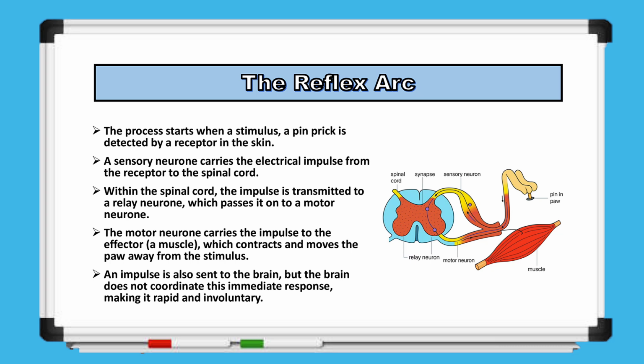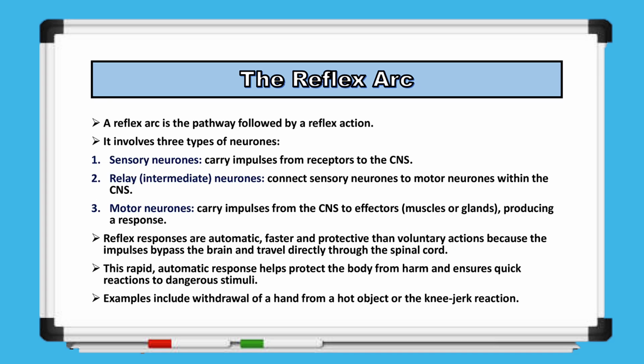At the same time, another impulse is sent to the brain to inform it about the stimulus. However, the brain does not control the immediate reaction, which is why the reflex action is very fast and automatic, helping to protect the body from harm. So, a reflex arc is the route taken by nerve impulses during a reflex action. It includes 3 main types of neurons that work together to produce a quick response. Sensory neurons carry electrical impulses from receptors towards the central nervous system. Relay neurons, also known as intermediate neurons, are located within the CNS and link sensory neurons to motor neurons. Motor neurons then transmit impulses from the CNS to effectors, such as muscles or glands, which produce the final response.